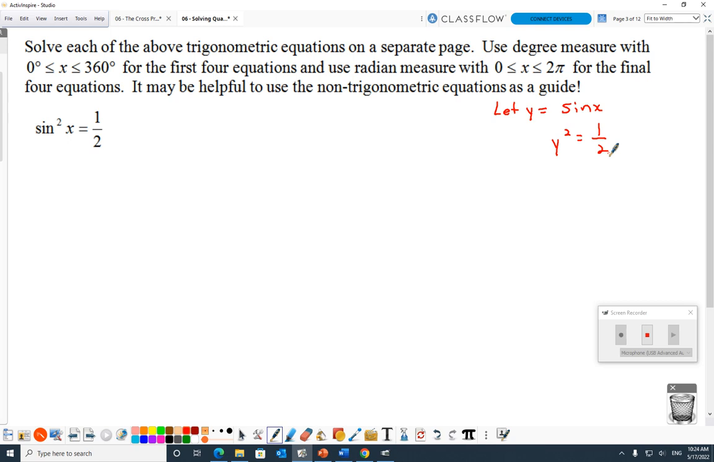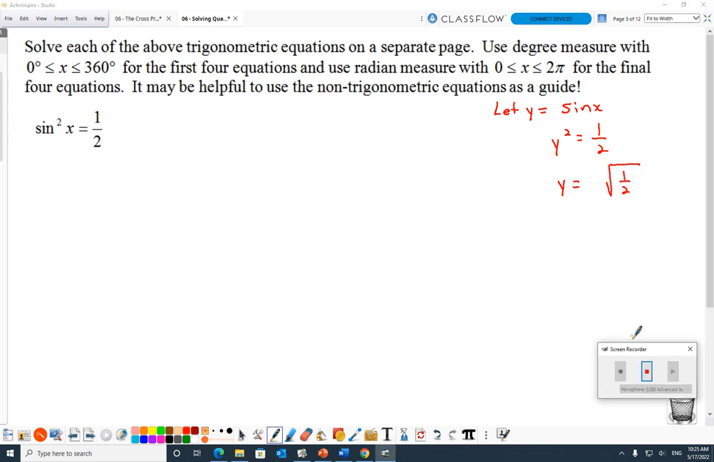Y squared equals 1/2. What would I do here? I'd take the square root. And I'm going to miss a step here on purpose. You figure out what step I've missed here. So I go square root 1/2. I can do even better than that. I can square root the top and square root the bottom. And I get something that hopefully makes you a little excited. When you see 1 over root 2, you go, oh, that's good. I'm in good shape there.